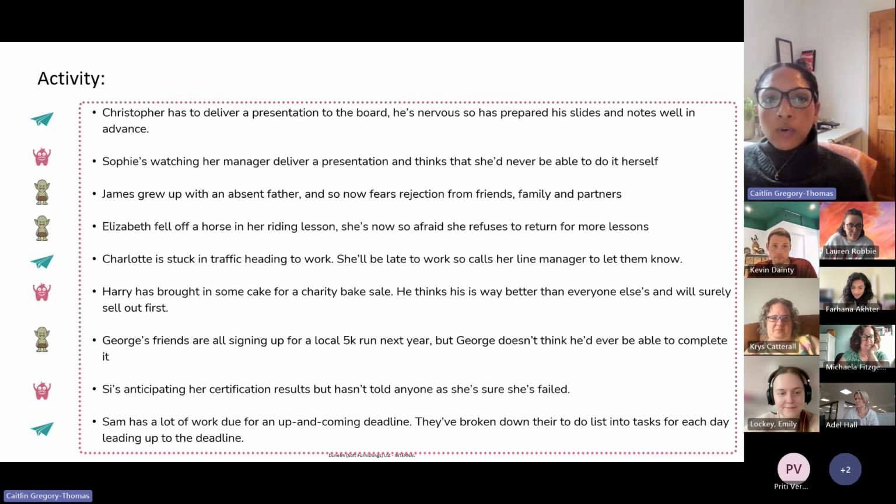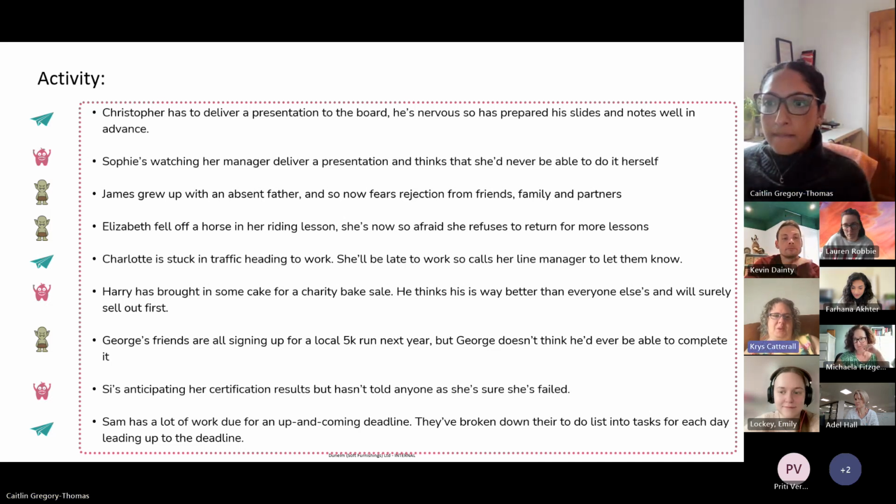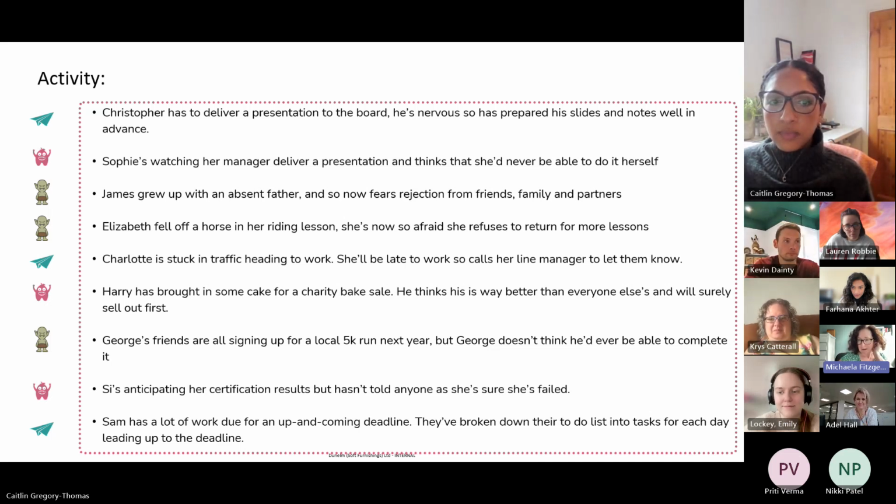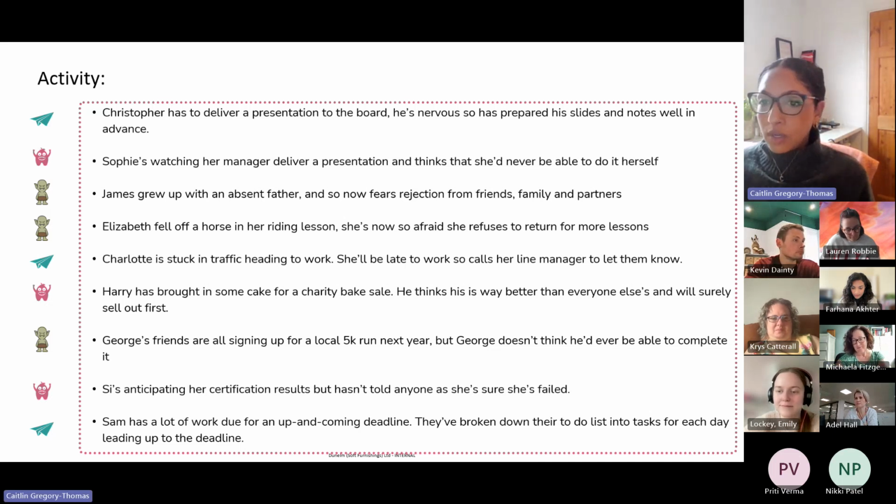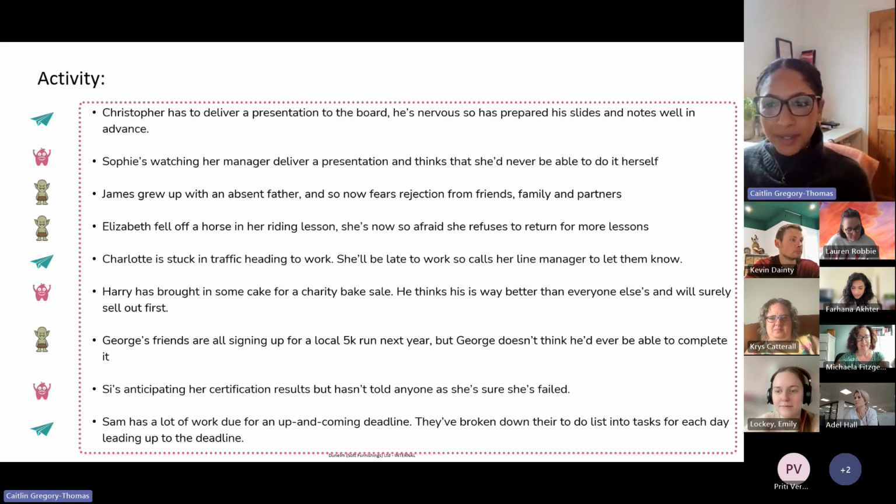Then Elizabeth. She fell off a horse in her riding lesson and she's now so afraid that she refuses to return for more lessons. Chris? For this one we also had a goblin, because a phobia is quite deep-rooted as well. Michaela, I saw you nodding, so in agreement? We had the same. There was a bit more debate about whether it would be a belief that could be worked upon, but we ended up with a goblin. This is where we tend to find a bit more of a grey area. The last time I delivered this, someone said, I fell off a horse and I was okay. So it does depend on the person, but someone could need a bit more extra support with this. For the sake of the activity, we'll put goblin.